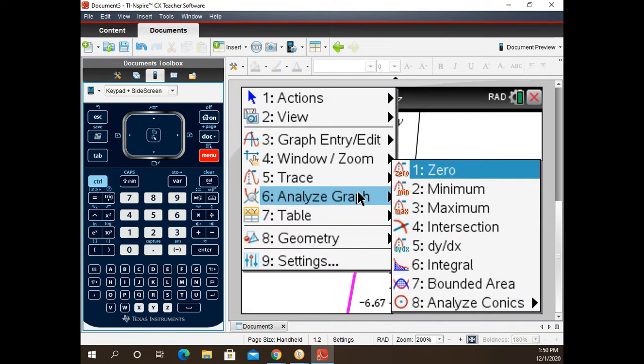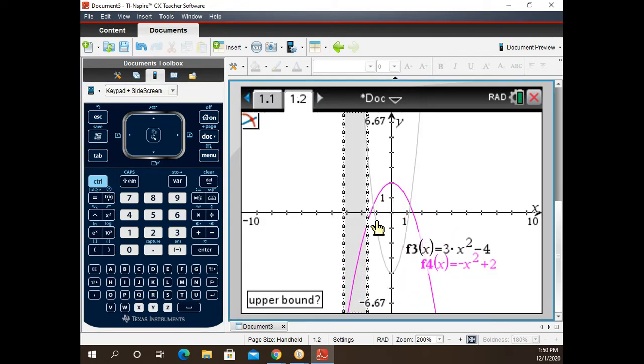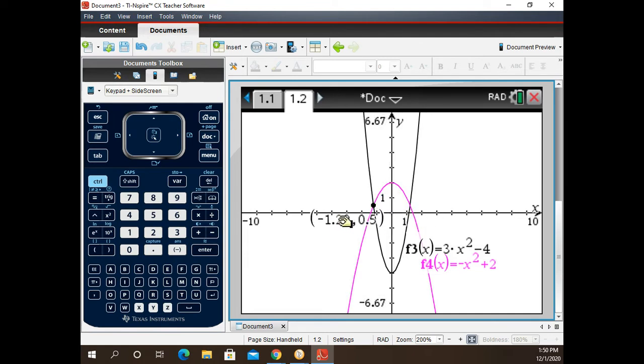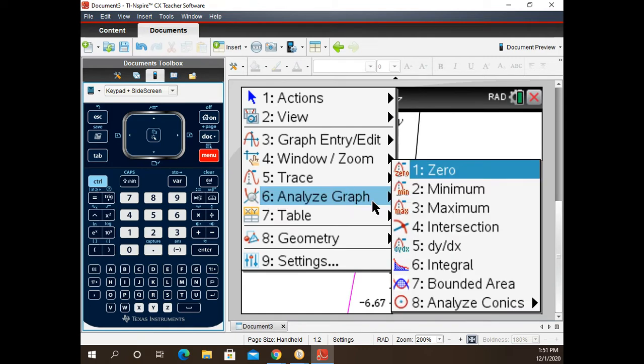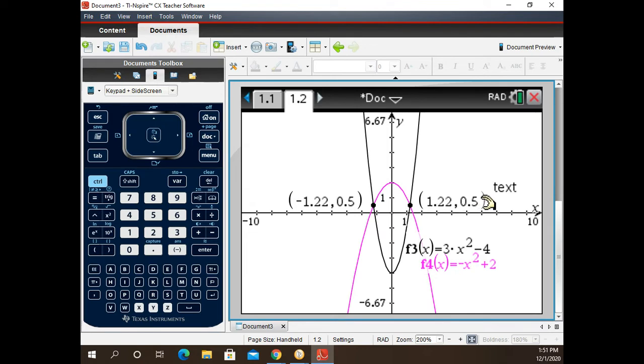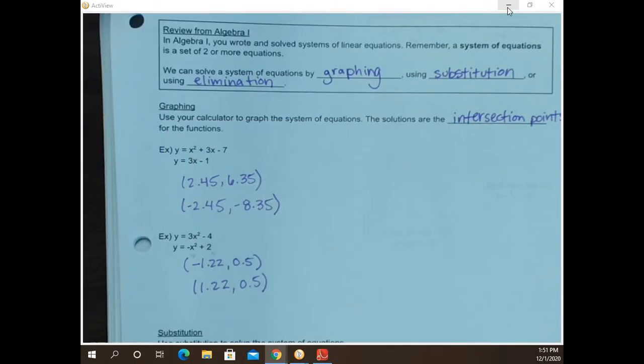So Menu, Analyze Graph, Intersection, and remember, it would be really nice if I could get both of them at once, but it's only going to give me one at a time. So I'm going to find one and jot it down on my paper. So that's negative 1.22, comma 0.5. And then my other intersection point, I find the same way, Menu, Analyze Graph, Intersection, and this time I'm just going to focus on the second intersection. So that point is at 1.22, comma 0.5. So I'm going to put my graph away, and there are my solutions jotted down in my notes.